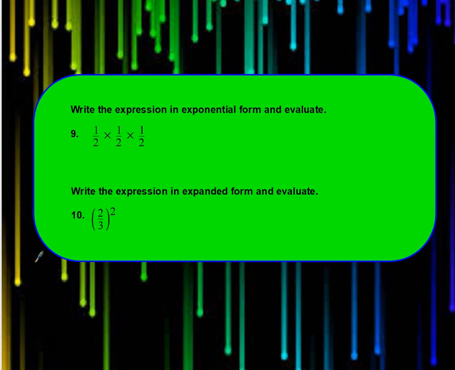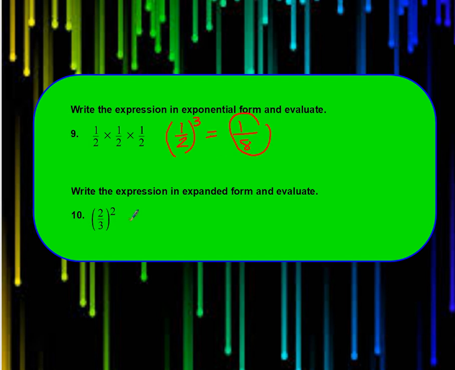All right, let's look at number 9. It says write this expression in exponential form. Ready? We've got how many of them? 3, right? Good. So we're going to write 1/2, and it's going to be cubed. Look at our numerator: 1 times 1 is 1, 1 times 1 is still 1. In our denominator, 2 times 2 is 4, 4 times 2 is 8.